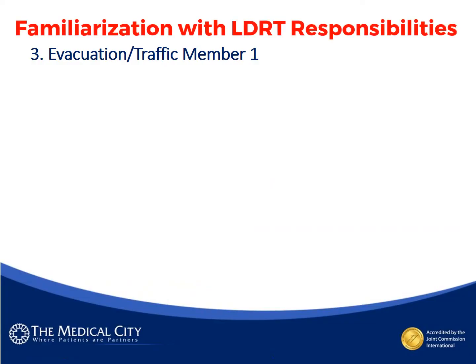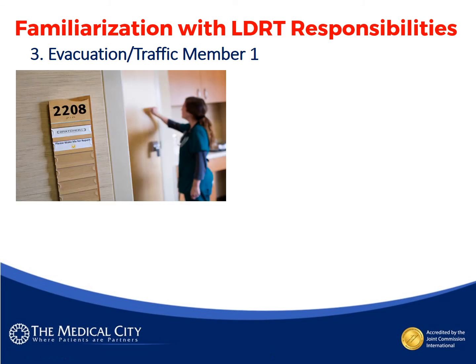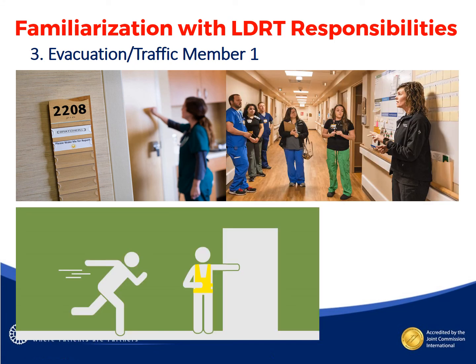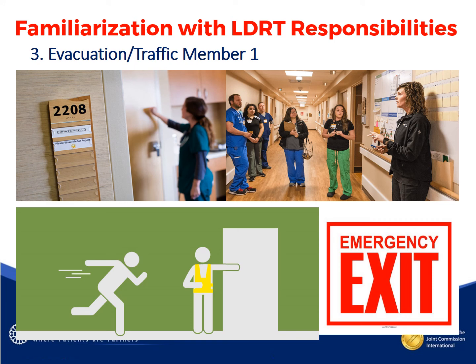The responsibilities of the evacuation traffic member 1 are: goes to the affected area, knocks on the left side of the affected area, and informs patients to stay in their room, directs patients to the designated exit area, reports to communicator team captain and gets next instruction. If objective is total evacuation, starts evacuation, and directs patients to designated exit or refuge area.